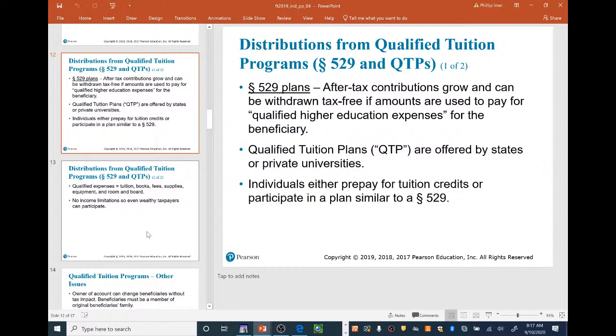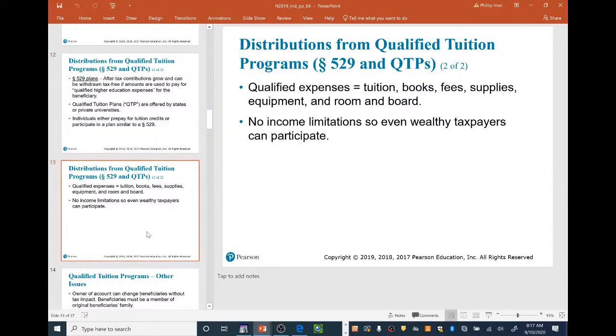Distributions made from qualified tuition programs are taxable only to the extent they exceed qualified higher education expenses. Now, these expenses include room and board if the student is at least a half-time student. So once again, we see here what the qualified expenses are: tuition, books, fees, supplies, room and board, and no income limitations. So even wealthy taxpayers can participate, right? So that's nice. So all people, from those making as little as $10,000 a year to $10 million a year, everyone can participate in these Section 529s and these qualified tuition plans. Okay, so that's nice.